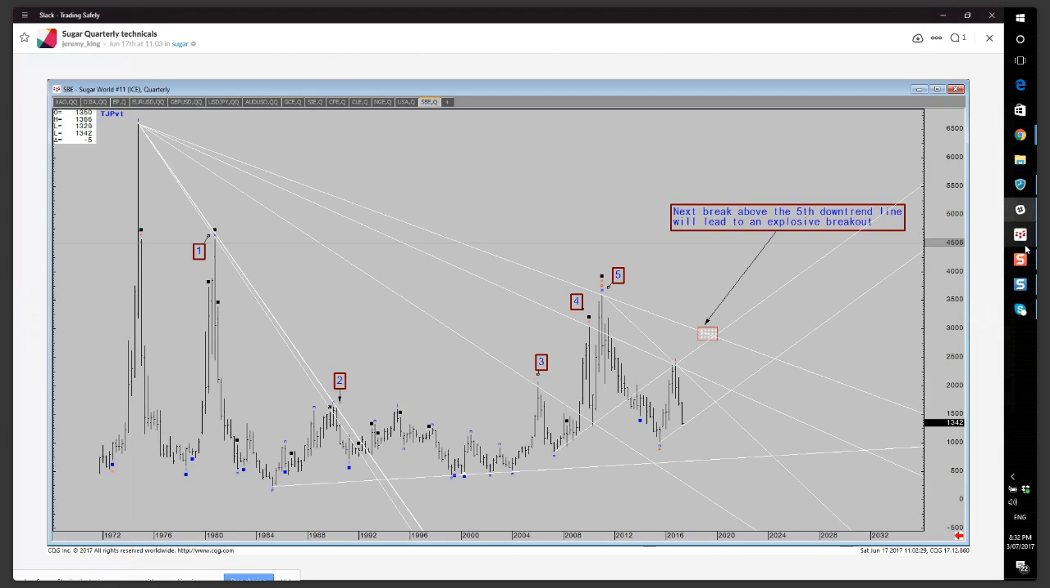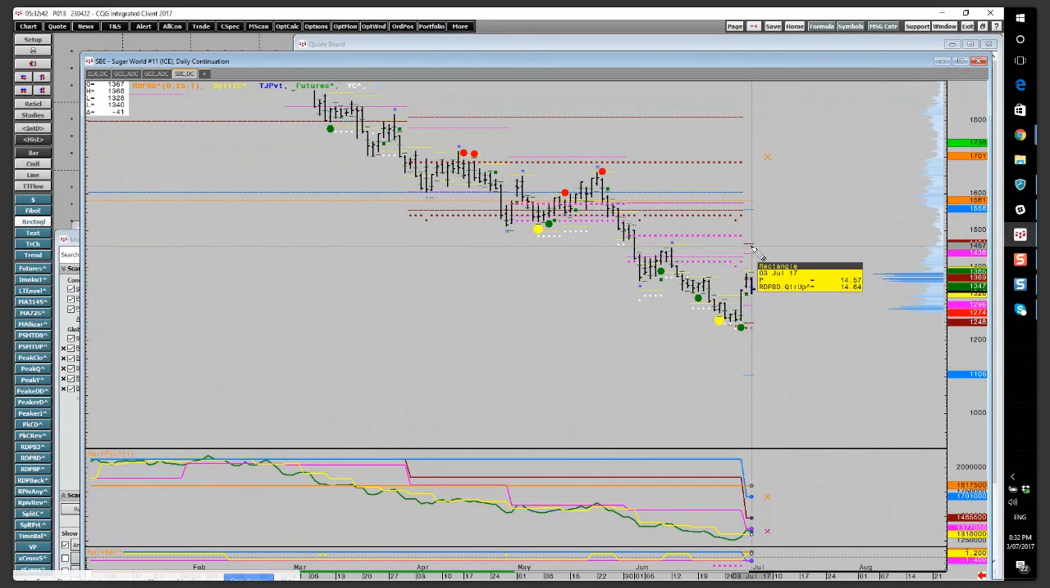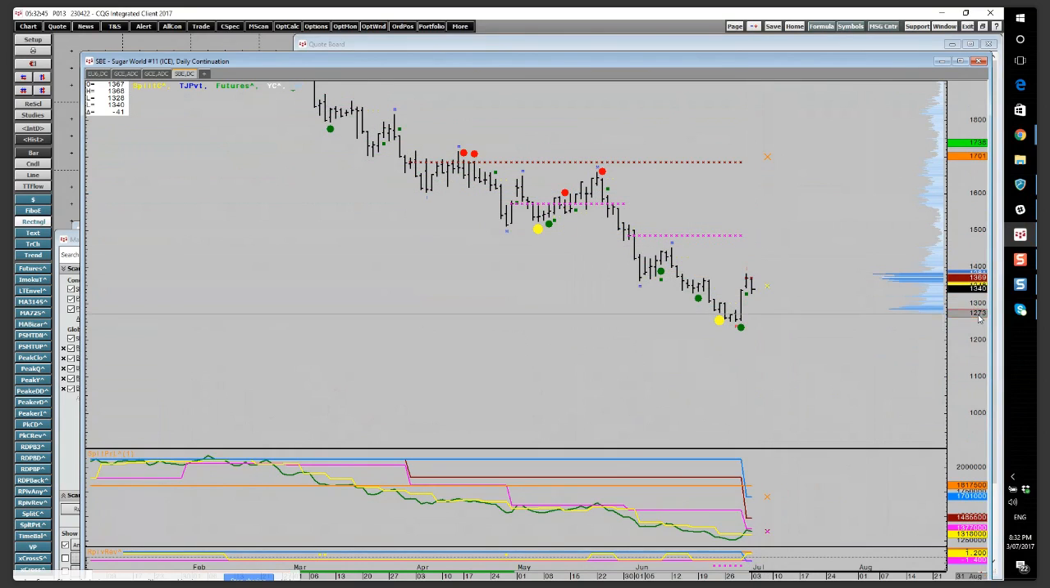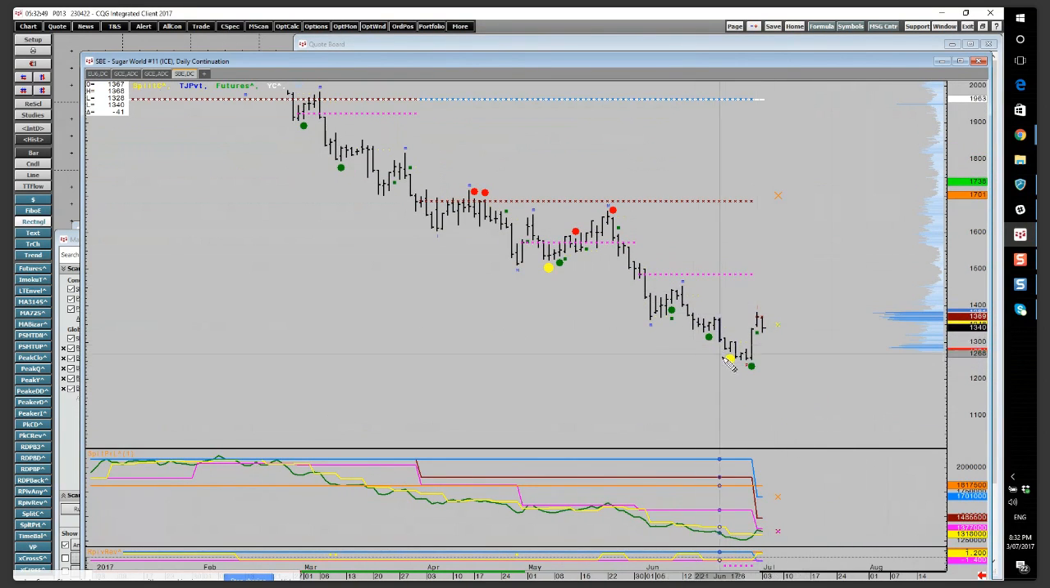So when I come back to the chart here, we're now looking for a retest of support. You can see at the moment we've got weekly buy signal, daily buy signal, and we're now just coming back to retest support. So I'm interested in getting on board sugar pretty soon.